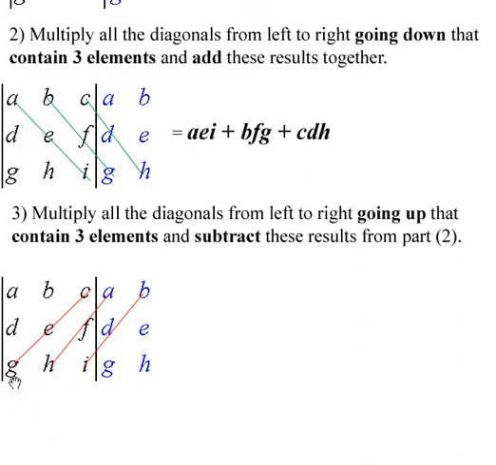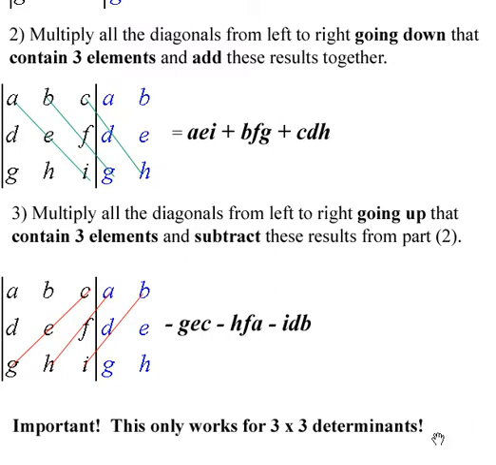So the diagonals going up from left to right, we have G times E times C. So we're subtracting a G times E times C. We're going to subtract an H times F times A. So we're subtracting the H times F times A. And we're going to subtract I times D times B. So there's our subtracting I times D times B.